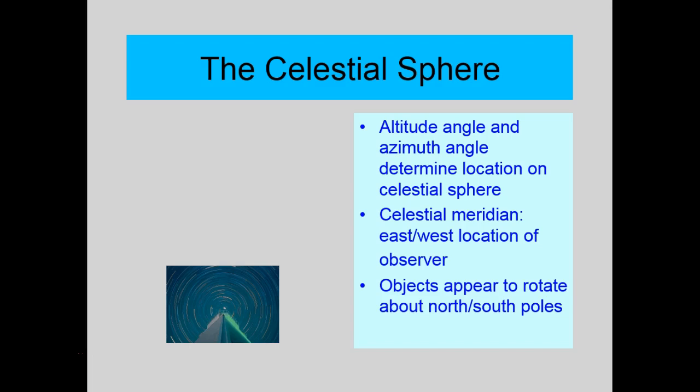Now, objects appear to rotate about the north and south poles. That's exactly what this is showing. Rotation around that North Star. Okay? And the reason is because we're spinning. They're not rotating, but we're spinning.